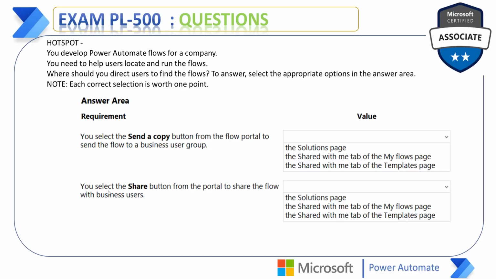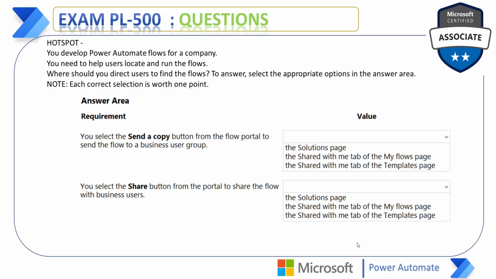Now coming to the other requirement, you select the share button from the portal to share the flow with the business users. What is the location where the users will get it? There again three values that we are having, the same as the previous one. Now you can see the Shared with me tab of the My flows page, right? For the share button, we will get the Shared with me tab of the My flows page.